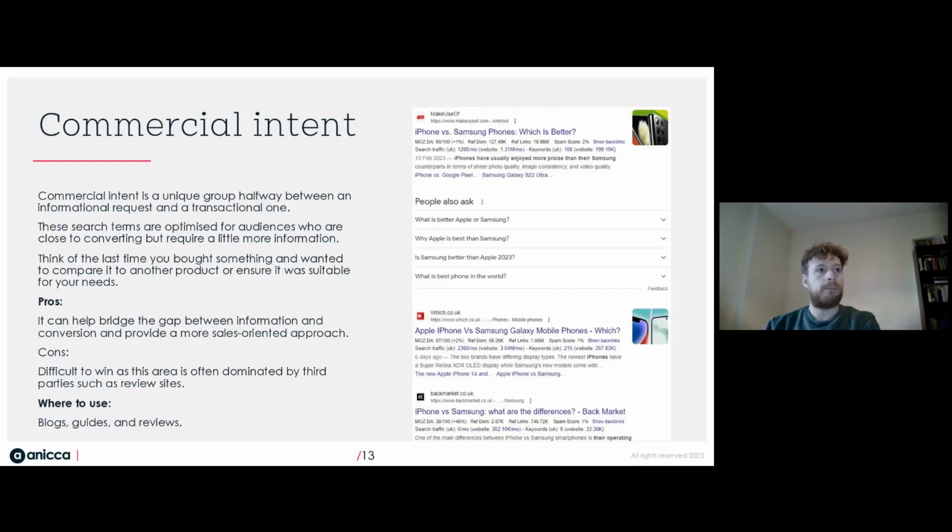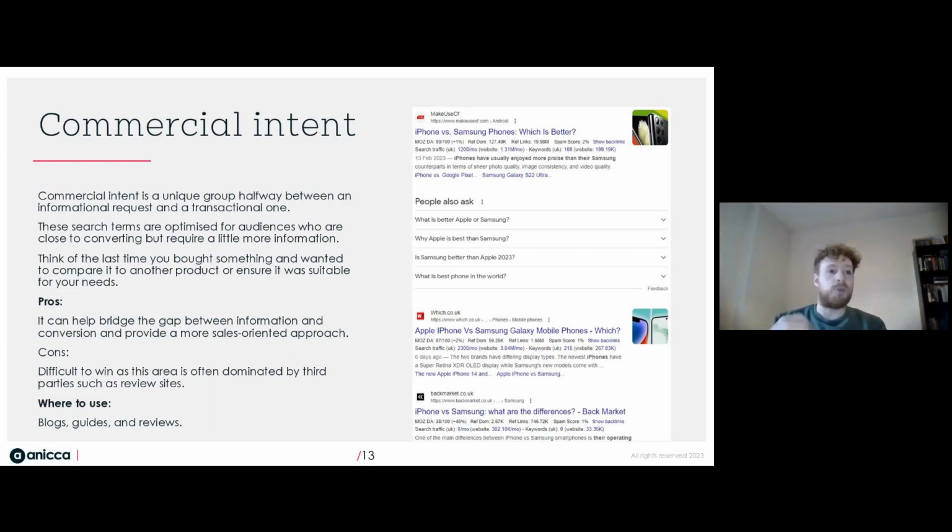We then have commercial intent. This one, last but not least, is something I find really valuable, and it's kind of like a bridging page I find between an informational and transactional sort of intent. These search terms are often optimized for audiences who are close to converting but require a little bit more information. So if you think of things like blogs or guides and reviews or comparisons, so for example, you can see iPhone versus Samsung. Which one do I want? Anyone searching that is already obviously in the process of buying a new phone.